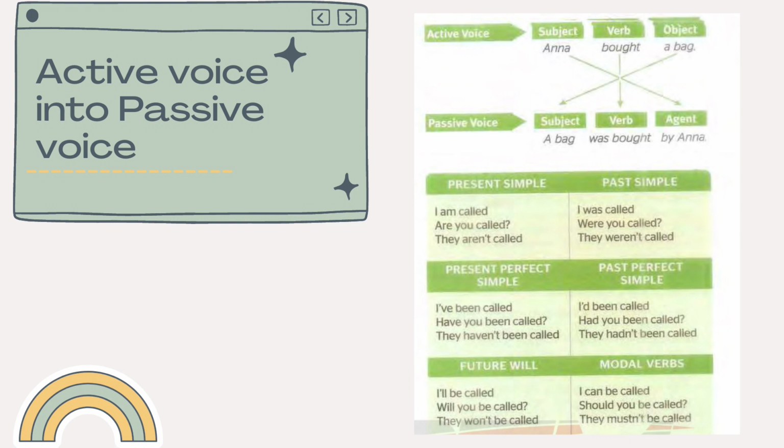Number 4. Past perfect simple. I had been called. Had you been called? They hadn't been called. Number 5. Future will. I'll be called. Will you be called? They won't be called. And the last one is modal verbs. I can be called. Should you be called? And the last one, they must not be called.